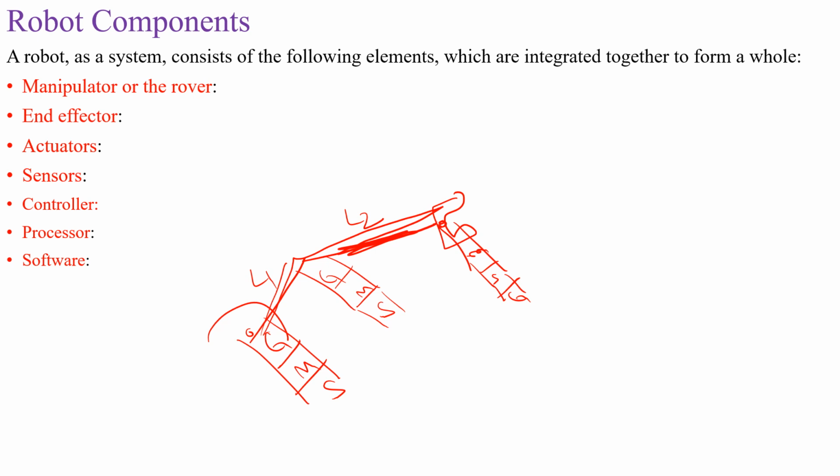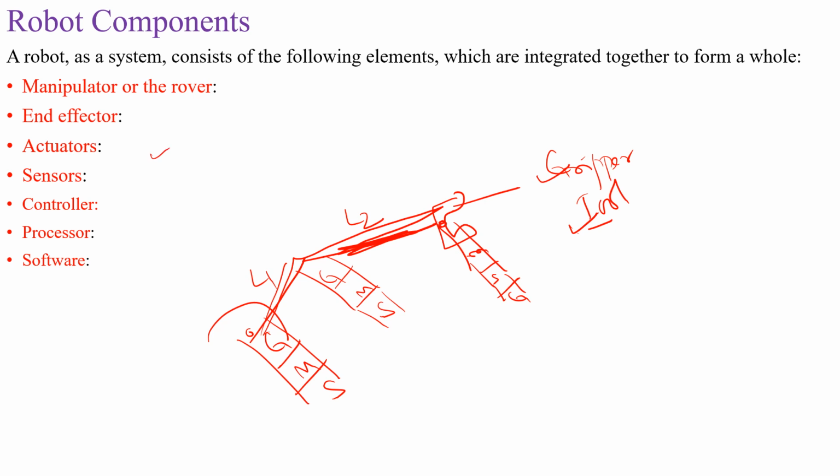Then after that, the end effector. The end effector can be a gripper. Suppose you want to grip something and leave it somewhere, we need a gripper. Or the end effector may be a tool. If you want to paint, spray, or make a hole, or if you want to do welding, we need a tool. So this end effector could be either a gripper or a tool based on the application.